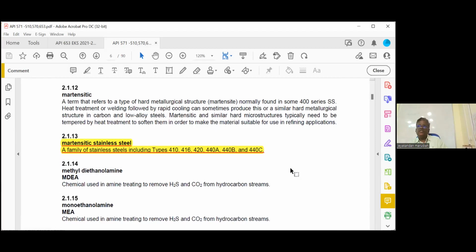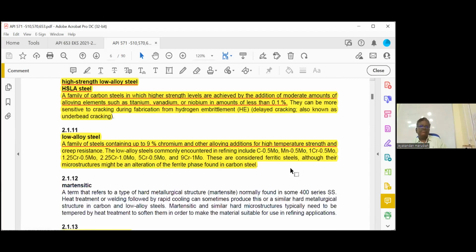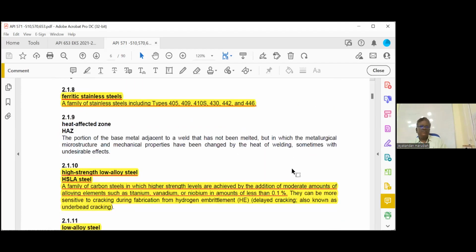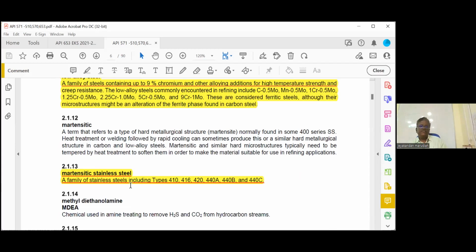Then martensitic stainless steel. A little bit slower, sir. Can you scroll it forward, sir, please? These are not very important, that's why I'm just going fast. Okay, sir, thank you, sir. Low alloy steel, so containing up to 9% chromium. Then martensitic, so this is again the 400 series, a family of steel including 410, 416, 420.